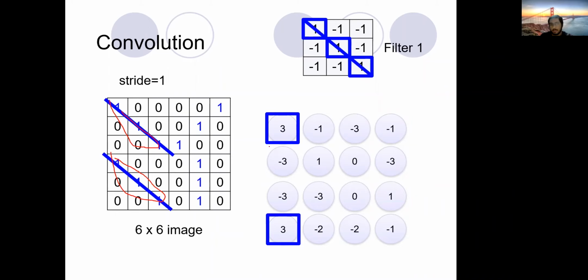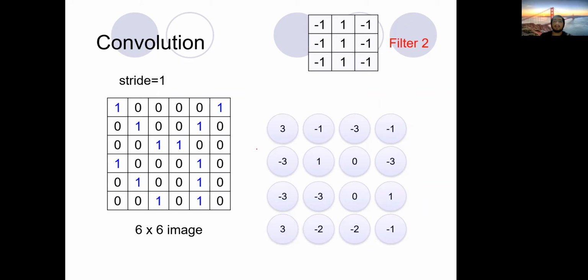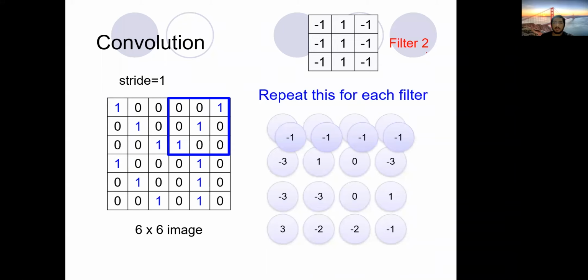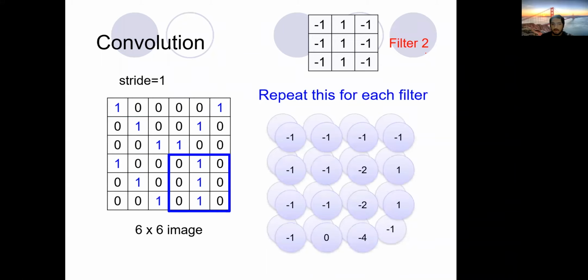Now, let's look at what happens when we have filter 2 and we compute the dot product of filter 2 with this 6 by 6 image. And essentially, we repeat that for every filter. In our example, we only have 2 filters, so let's see what happens. And computing the dot product, finally we get 3.